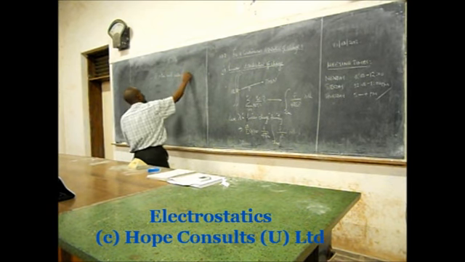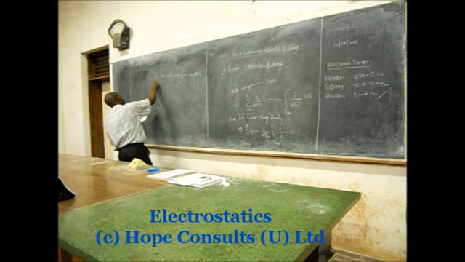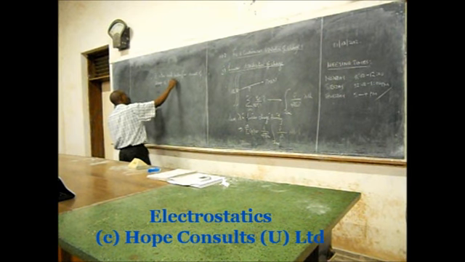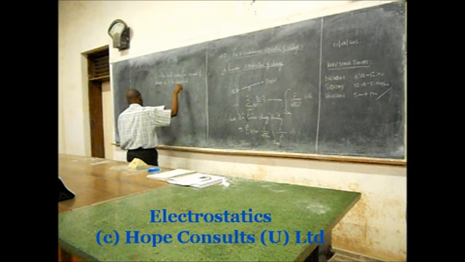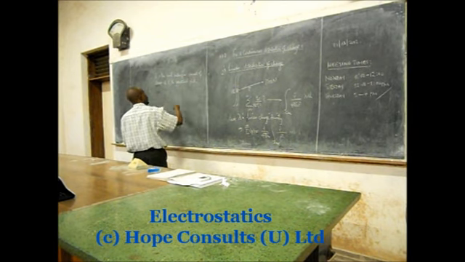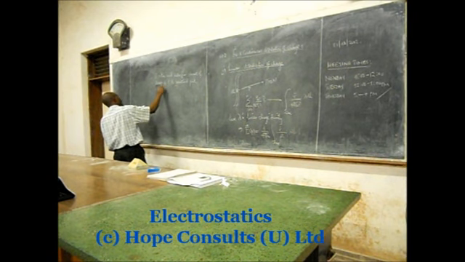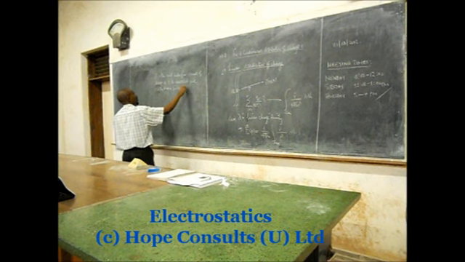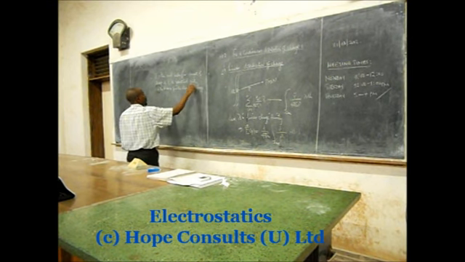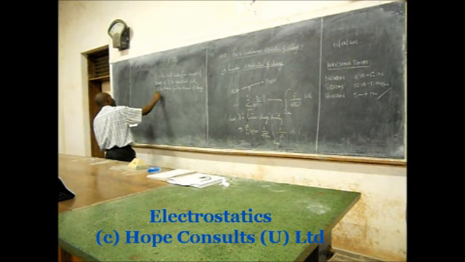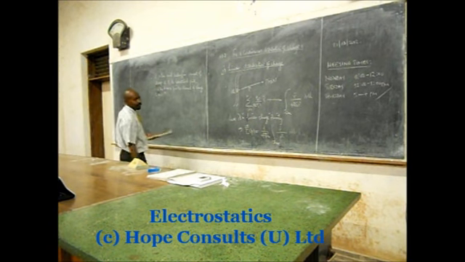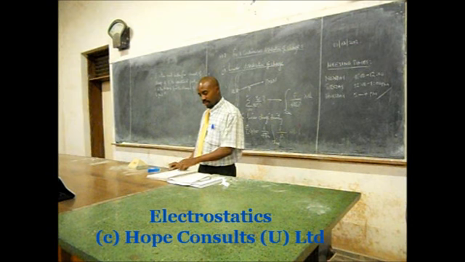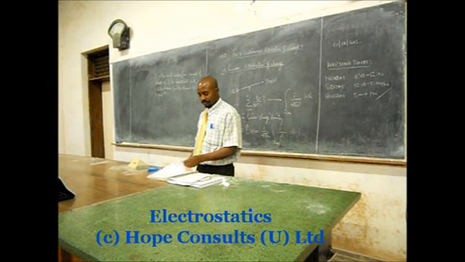r roof is the unit vector from the element of charge dl to the observation point P, and r is the distance from the element of charge to point P. So we shall construct our ideas more when we meet next time. So any questions?